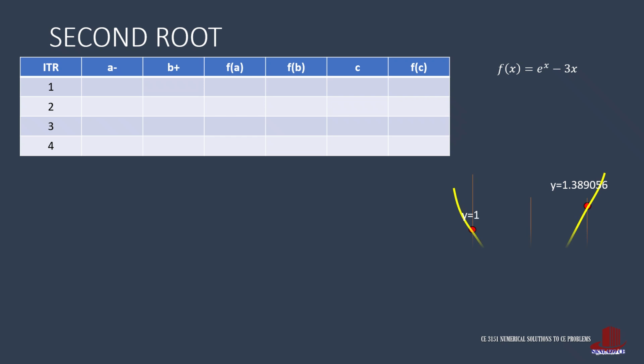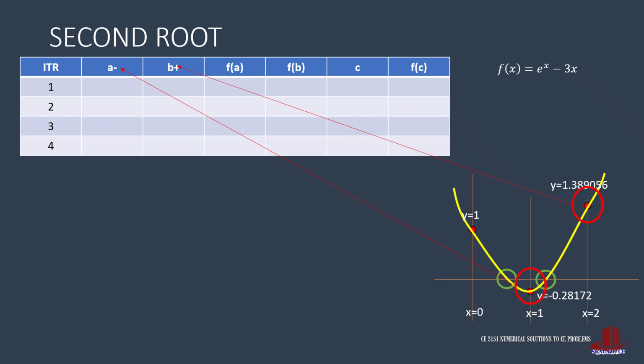Let's then locate the second root. From the earlier graph, we have the second root still on the positive side of the number line, but a little farther from the origin. The second root is located between x of 1 and 2. However, since the curve rises, we take the left limit as 1 with a negative sign and the right limit as 2 with a positive sign.